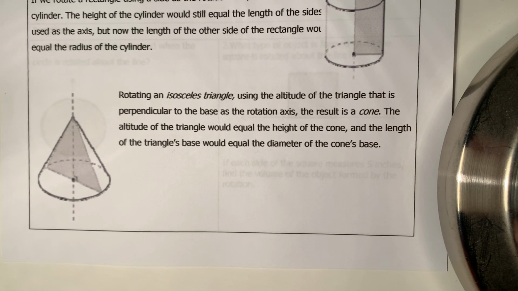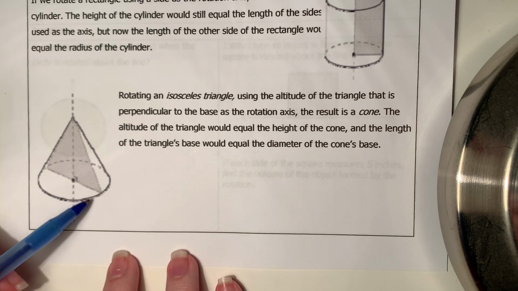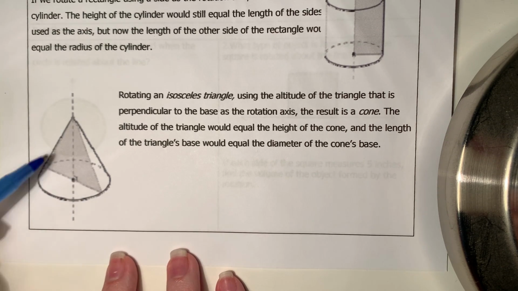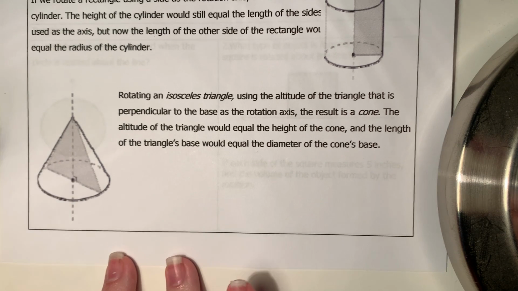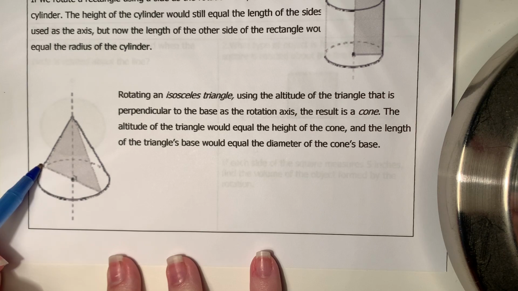Rotating an isosceles triangle using the altitude of the triangle that is perpendicular to the base as the rotation axis, the result is a cone. The altitude of the triangle would equal the height of the cone, and the length of the triangle's base would equal the diameter of the cone's base. So if we take this triangle here and rotate it around, we get a circle on the bottom and a triangle on the top, which creates a cone, and the bottom would be the whole diameter of the circle.